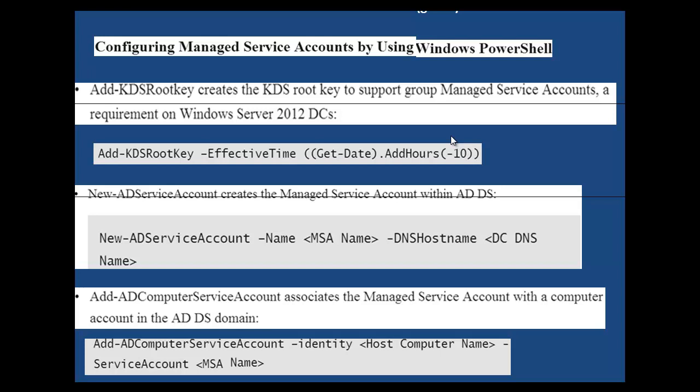After you've run that command line and created that root key, you can then go ahead and run the cmdlet that would allow you to create the managed service account within Active Directory. And that cmdlet is New-ADServiceAccount, the Name parameter, whatever name you want to give to that account. You put in the DNS host name and the DC DNS name.